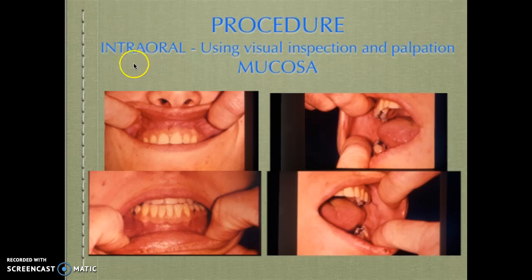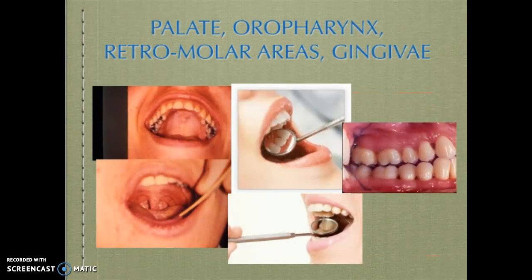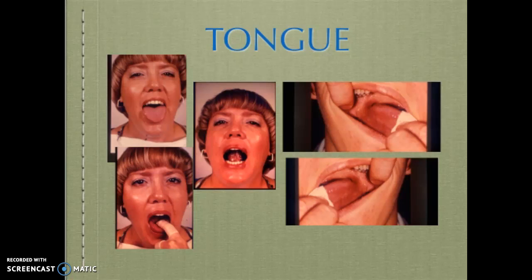The procedure continues intraoral to look at the labial mucosas and the frenums, right buccal mucosa, left buccal mucosa for discolorations or ulcerations. Also continuing the palate and the oropharynx to look at the tonsils and the uvula. Retromolar areas you need to use indirect vision with your mouth mirror, and we're also going to look at the gingiva for discolorations, any lesions, ulcerations.